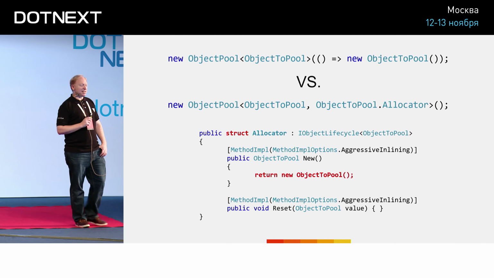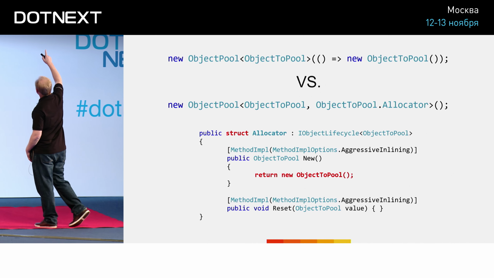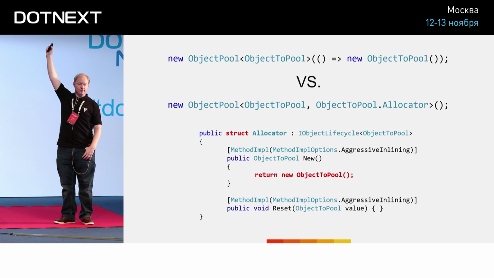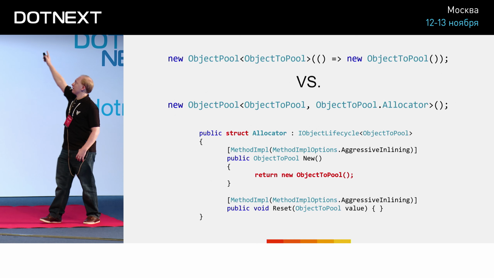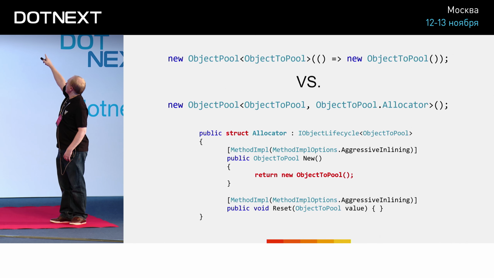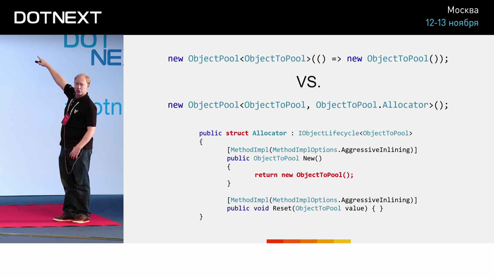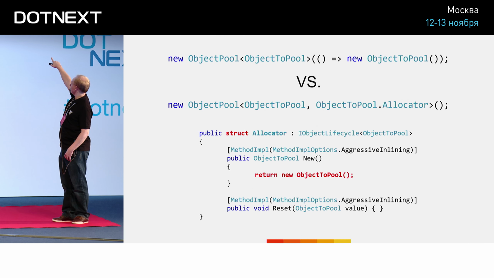So let's say we compare these two implementations. One is the usual approach. The other one is using an explicit allocator. And the explicit allocator is no more than a struct that is going to tell you, oh, you want a new object for the pool? Just execute new.